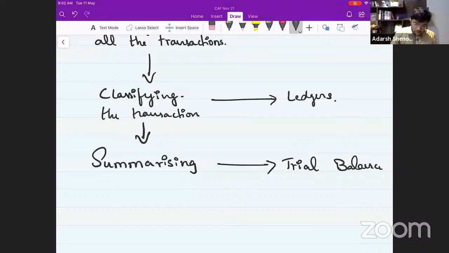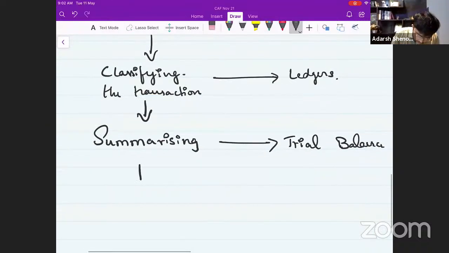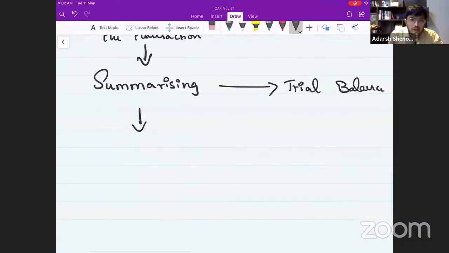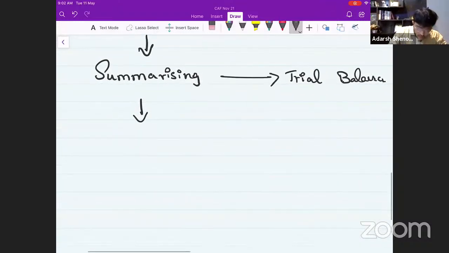Next step, so this was summarizing, and after this, the next step is, now directly can I drop the P&L account? Yes, but when you take the trial balance, there will be different types of accounts in the trial balance. It will all be mixed up. So what we will have to do is analyze each account, each ledger account, and see where it goes.